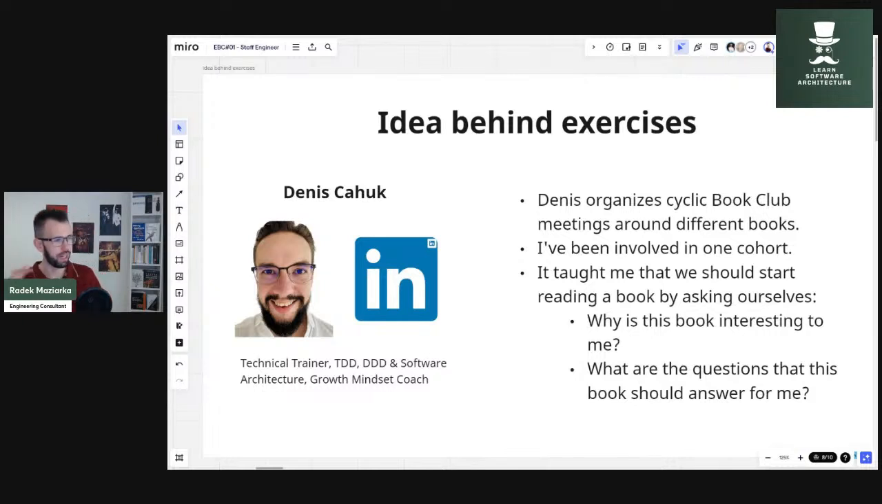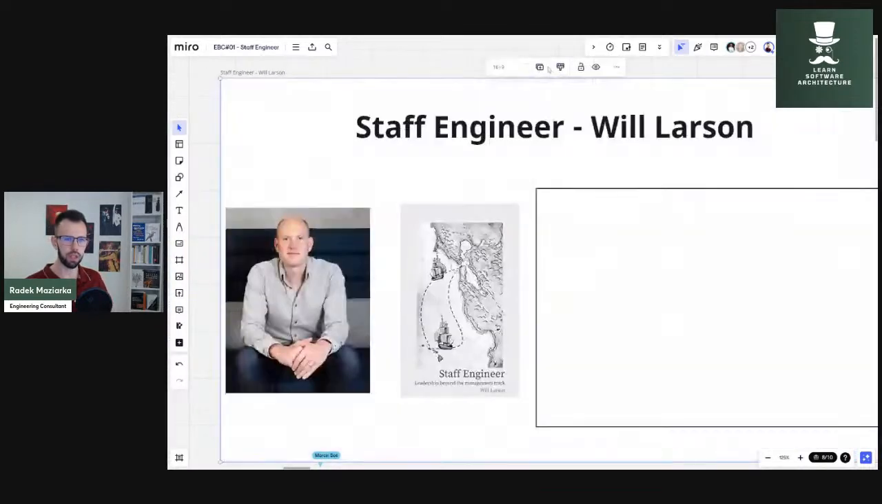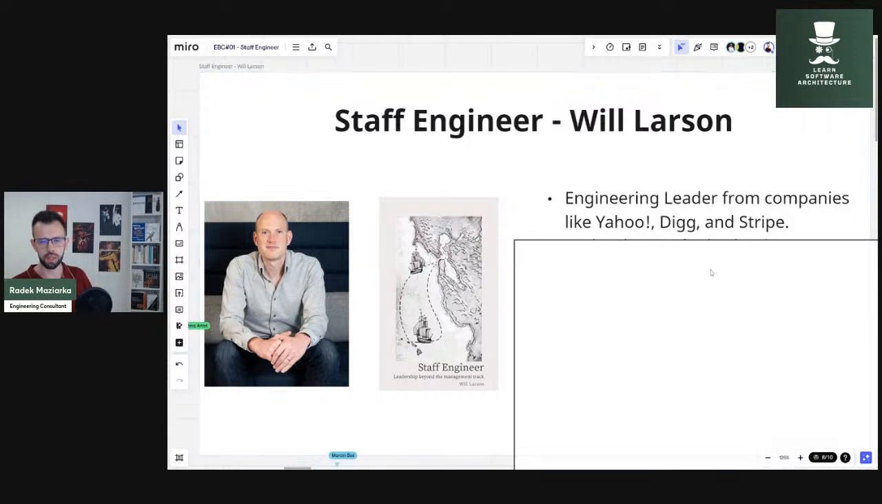Okay. So let's jump to the actual book. Today we're going to discuss Staff Engineer by Will Larson, and I think it's wise to start by introducing who Will Larson is. Will Larson is an engineering leader from companies like Yahoo, Digg, and Stripe. So a very successful leader in our tech industry.